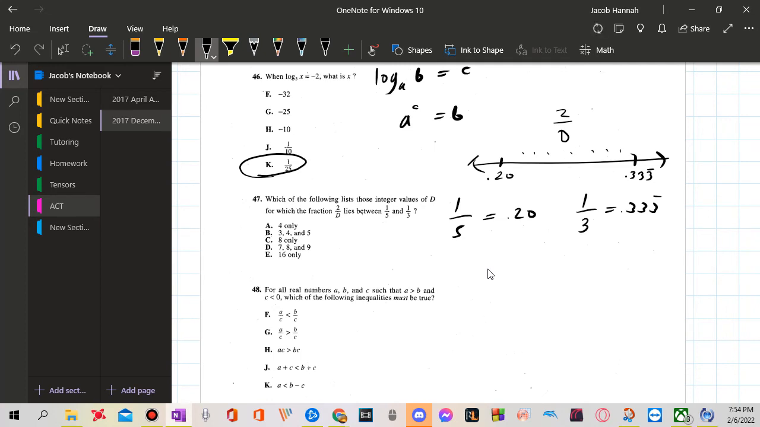So let's check. 4 only. So let's see. Nope. Because if you put 4 there, then that's going to come out to be 1/2. So not 4, 3/4. So we already said that 4 is not a part of this. 8 only. 2 over 8 is 1/4, and that equals 0.25. So you know, 8 works. 7, 8, and 9.